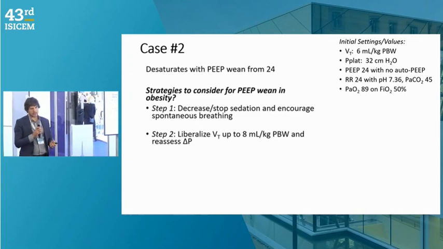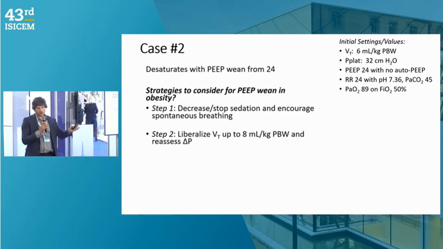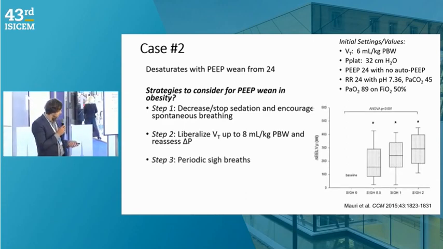So, I think as a first safe evidence-based thing you could do would be to liberalize the tidal volume at least up to 8 cc's per kilo, provided that the driving pressure doesn't shoot way up. That would suggest overdistension, which is unlikely to do.